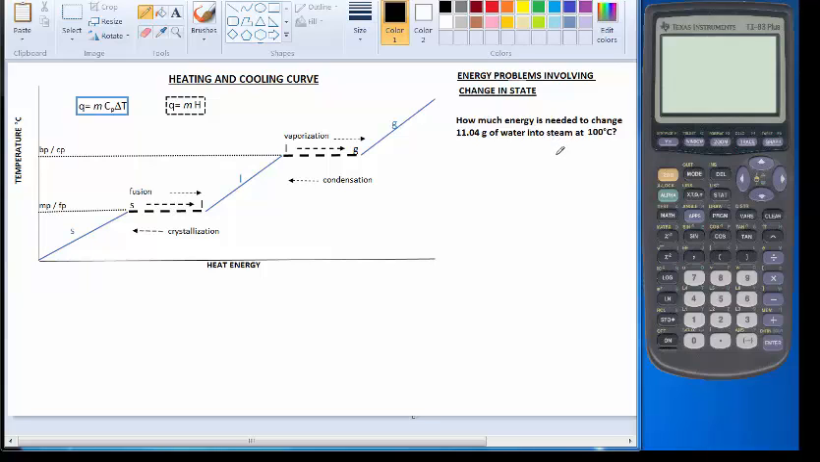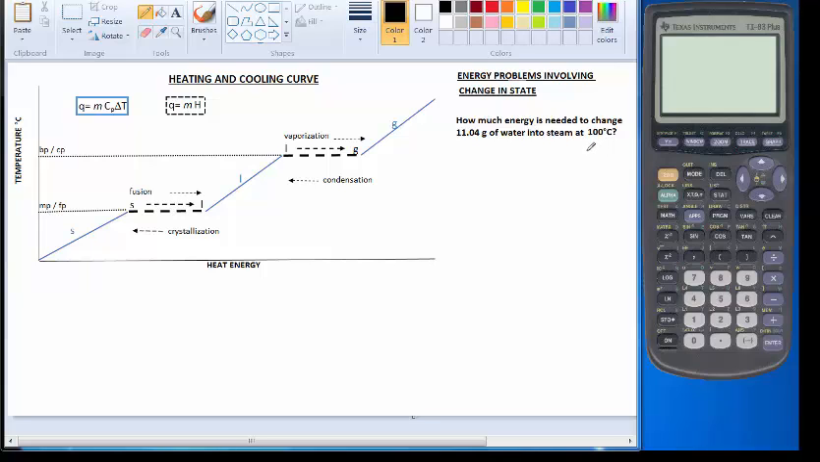In this video, we will be discussing how much energy it takes to change a state of matter. The specific problem that we're looking at today is how much energy is needed to change 11.04 grams of water into steam at 100 degrees Celsius.